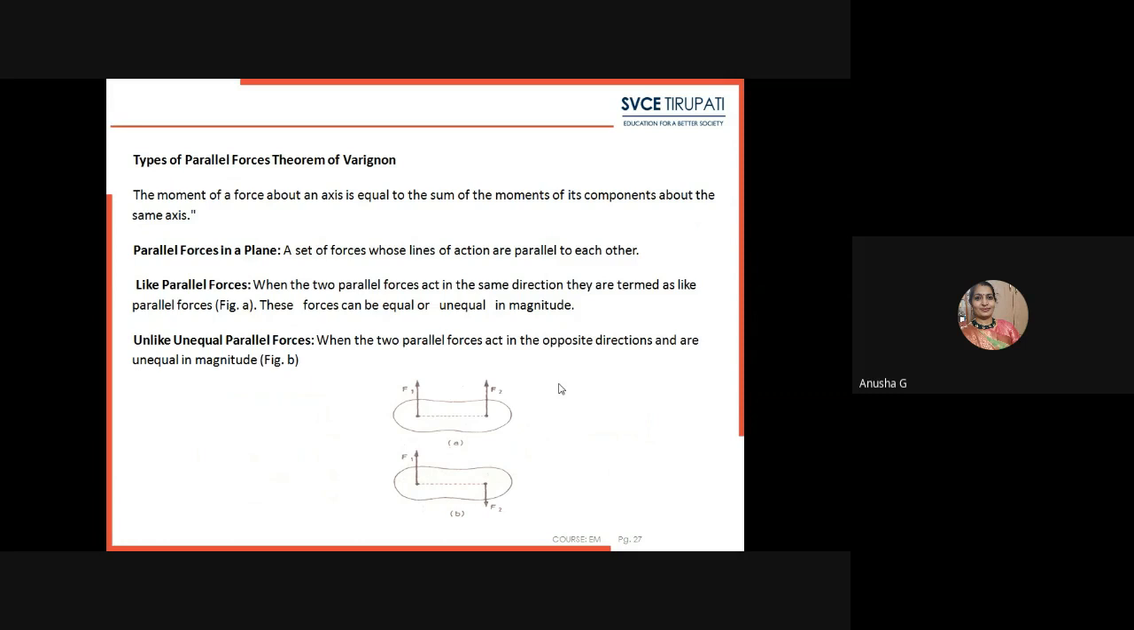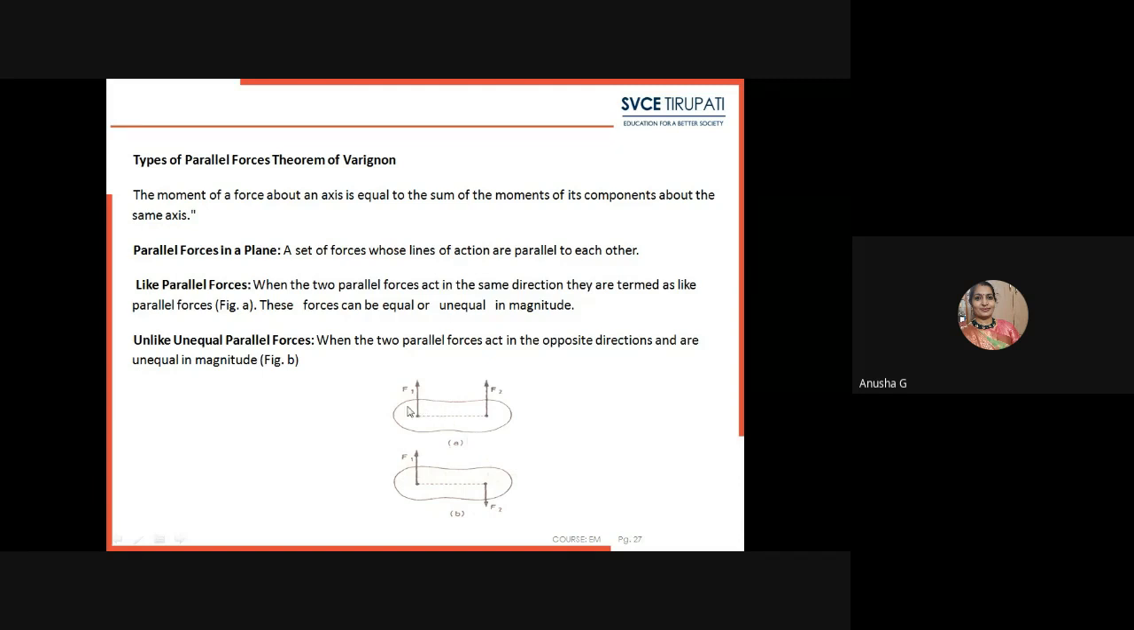An example is the theorem of Varignon, or Varignon's theorem. In Varignon's theorem, the moment of a force about an axis is equal to the sum of the moments of its components about the same axis. Here you can observe two forces acting on the plane, at some particular distances x or y. The two moments, the force multiplied by its distance, are summed about the same axis. This is called Varignon's theorem.